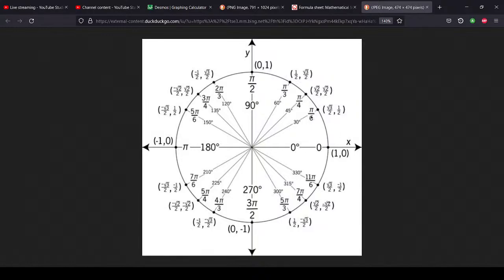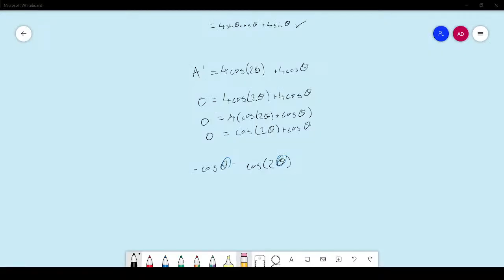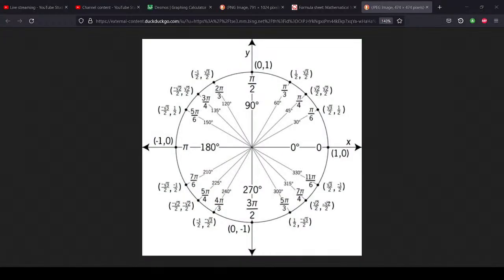So if theta was pi on 6, our cos value would be √3 on 2. So our expression would be negative √3 on 2. And that has to be equal to cos 2 theta. So cos 2 pi on 6, which is cos pi on 3, would be ½. So -√3 on 2 is not equal to ½, so pi on 6 is not our answer.